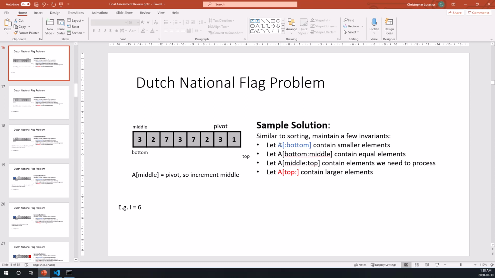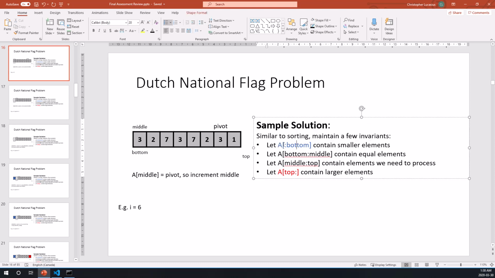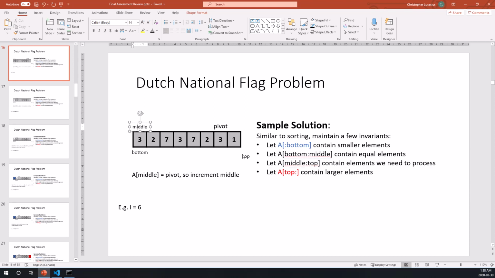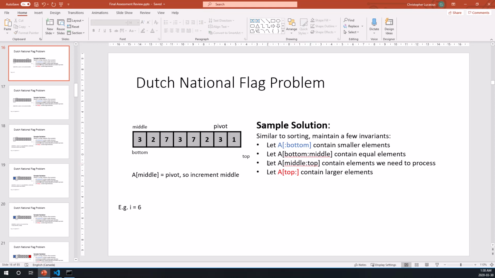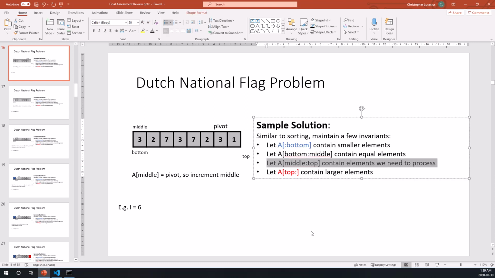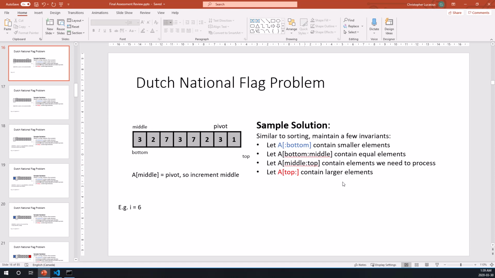Let's say that A from 0 to some index bottom minus 1 will only contain smaller elements. And remember, I'm using Python indexing here, so 0 to bottom basically means 0 to index bottom minus 1. So just remember that. A of bottom to middle has equal elements. Middle to top will be the elements we need to process. So I'm going to initialize middle and top just like this. Middle will be 0, top will be the length of the array. You'll note that all of the elements from middle to top minus 1 are going to be the elements we need to process, and A of top to the end will have large elements.